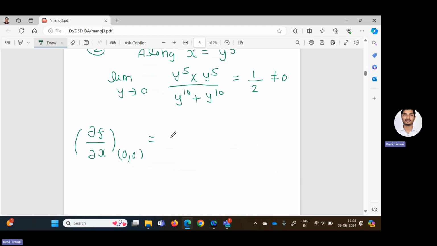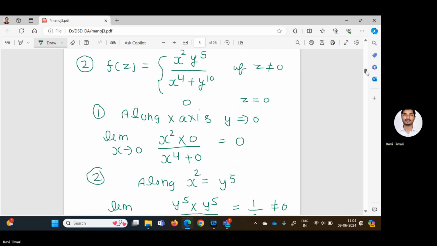In the previous class I explained what this is. ∂f/∂x means the derivative changing along only the x direction, and ∂f/∂y means changing along the y direction. So it is the limit as h tends to 0 of f(h, 0) minus f(0, 0), divided by h.